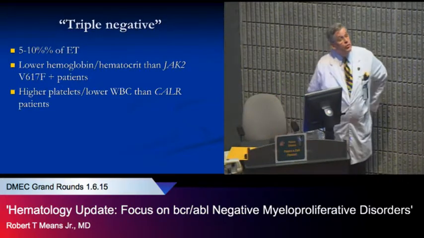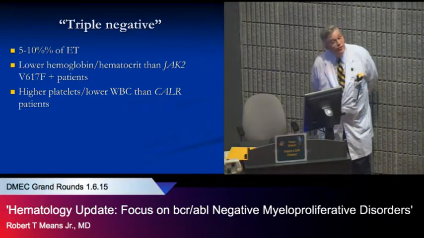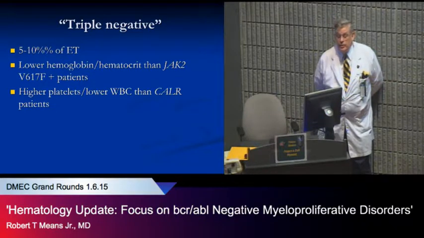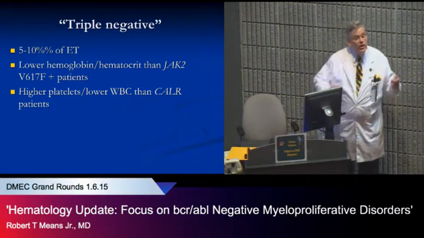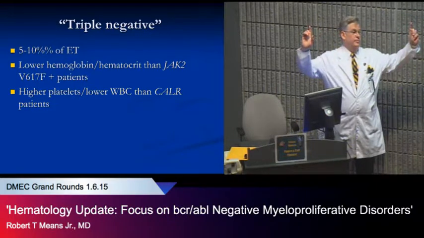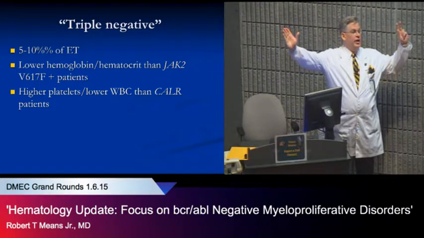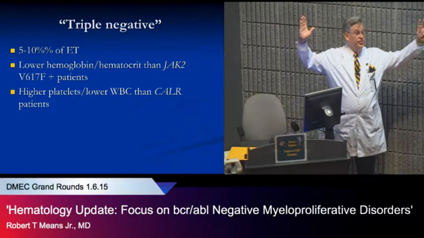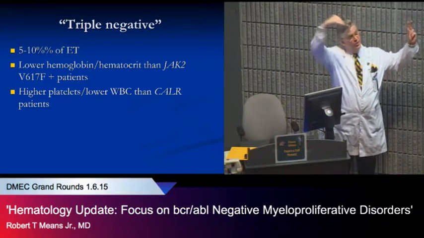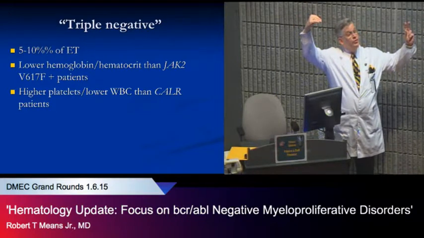So there are some people referred to as triple negative who don't have any of these mutations. That's about 5 to 10% of essential thrombocythemia. They tend to have a lower hemoglobin and hematocrit than the JAK2 positive patients, who again, remember, look more like polycythemia vera. So you could think of a spectrum, with polycythemia vera at one end and essential thrombocythemia at the other end, and the degree of expression of JAK2 is what unites them on the spectrum.